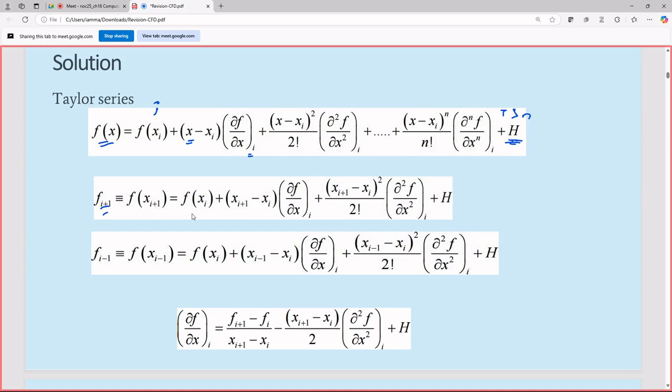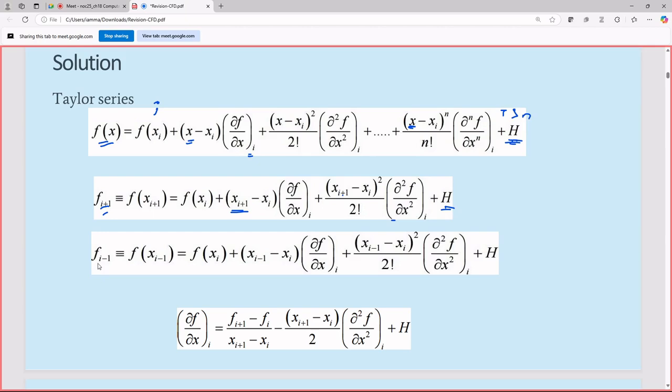So the equation becomes f of xi plus xi plus 1 minus xi into dou f by dou x. So here we have replaced, again, the x here will be replaced by xi plus 1. This xi plus 1 minus xi the whole square by 2 factorial into dou square f by dou x square plus h. So we only need up to second order. For this particular problem, that's why it is being truncated here.